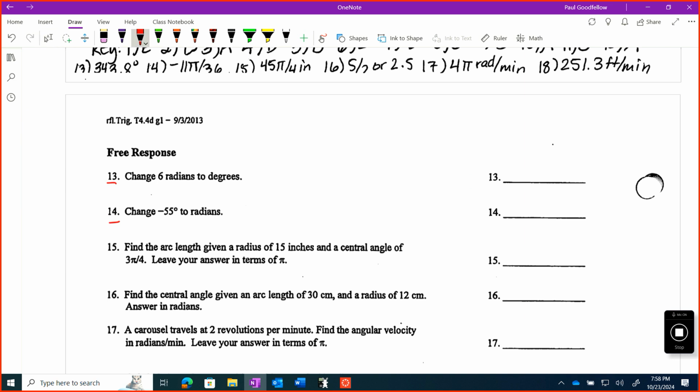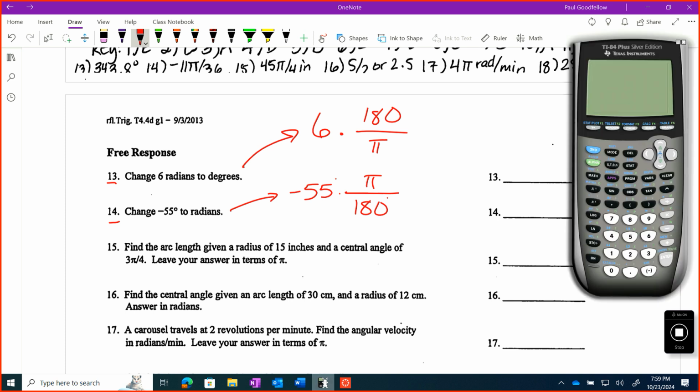13 and 14 are all about changing things to different concepts. If it's in radians and it wants to go to degrees, or if it's in degrees and it wants to go to radians. The converter for this one, if something is in radians, you want the radians out. So you end up multiplying by 180 over pi. If you have something that's in degrees, you want the degrees out, so put the degrees on the bottom and put the radians in. And pretty much these questions are all about calculator work at this point in time.